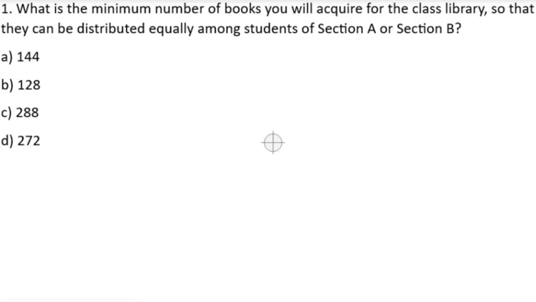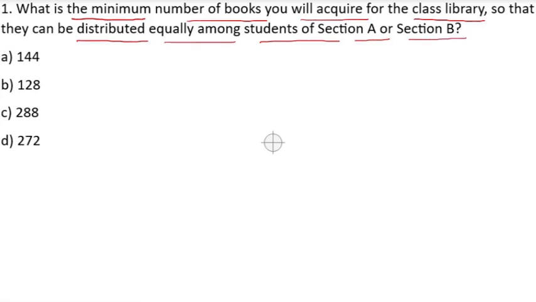The first part of this question is: what is the minimum number of books you will require for the class library so that they can be distributed equally among students of section A and section B? In section A there are 32 students and in section B there are 36 students.